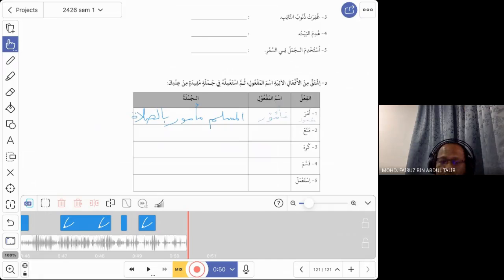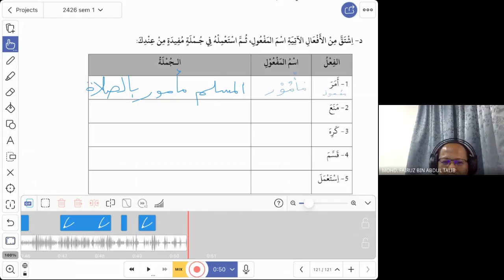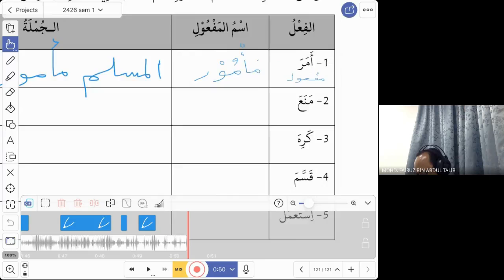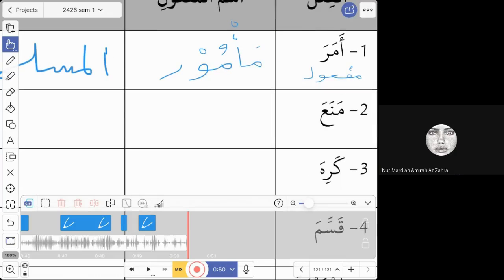Okay, just like you use any other noun, isim maf'ul. Naam. So you see, you don't have to use a verb anymore. You can use isim fa'il or isim maf'ul to replace a verb. Okay, number two. Mana'a. Yes, mana'a. What is the isim maf'ul for the fi'il mana'a?